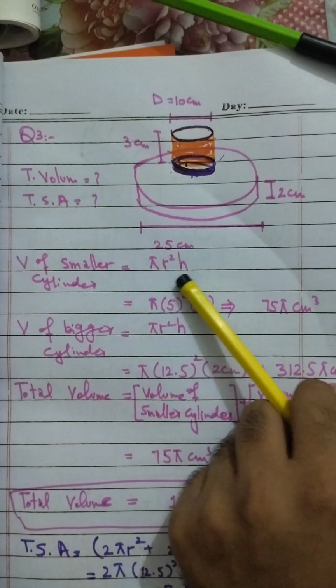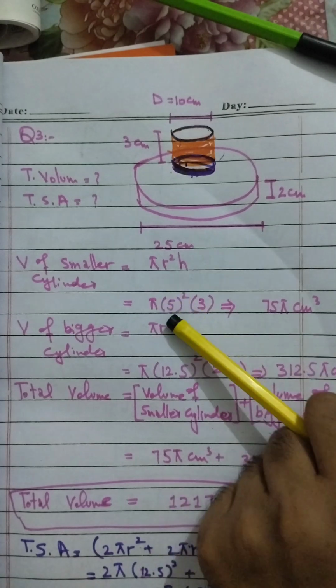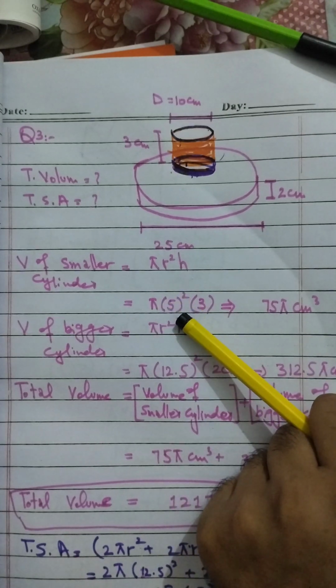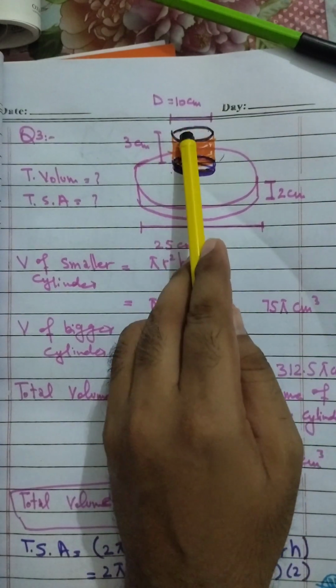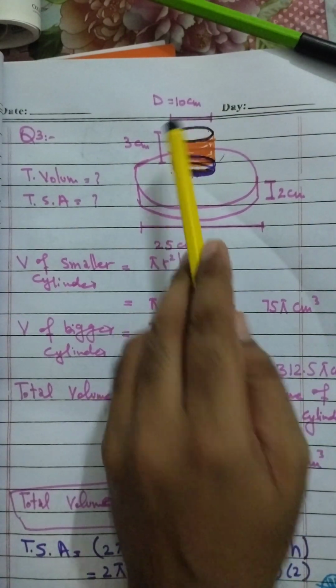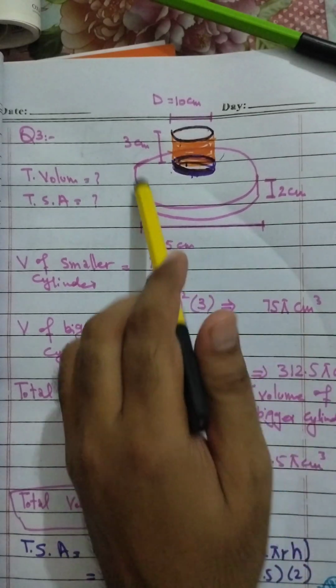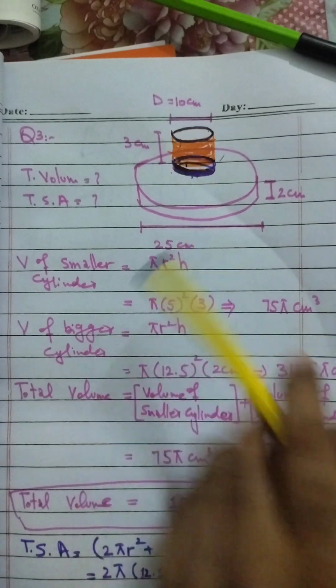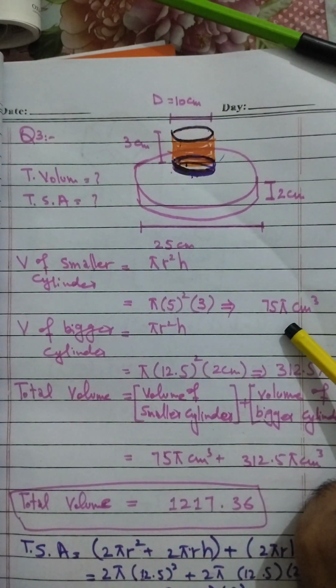For the smaller cylinder we'll use the formula pi r square h, where r is the radius of the smaller cylinder. As the diameter is 10, obviously the radius will be half of that, 5 centimeter, 5 square, and h is 3 centimeter for this cylinder. So we'll make it, and when we calculate with the help of the calculator, we get its volume.